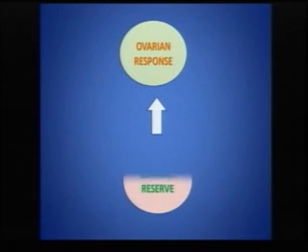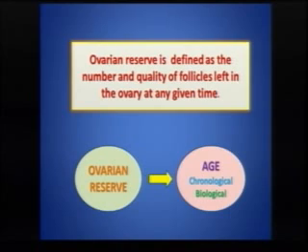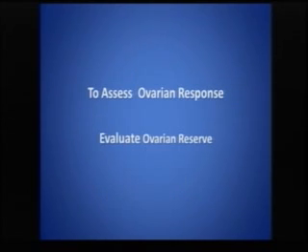The response, of course, depends on the ovarian reserve, and the ovarian reserve is dependent on the age, more biological than chronological. So our aim, of course, is to achieve an appropriate stimulation with the agents that we use, and that would mean 1 follicle in ovulation induction, 2 to 3 in IUI, and about 8 to 10 in ART. So how do we do that?